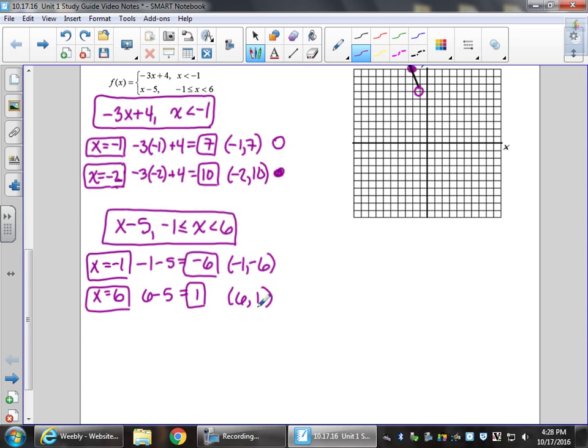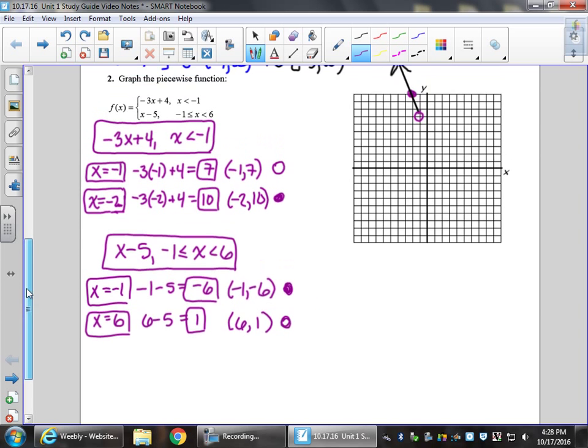Here, both come from the restriction, so we have to pay attention. On the negative 1 side, this is or equal to. So I know that'll be solid. 6 came from this right side. That's strictly a less than symbol, so I know this will be open. If you like doing that, do it. If you don't like it, don't worry about it. Don't do it. But it may help.